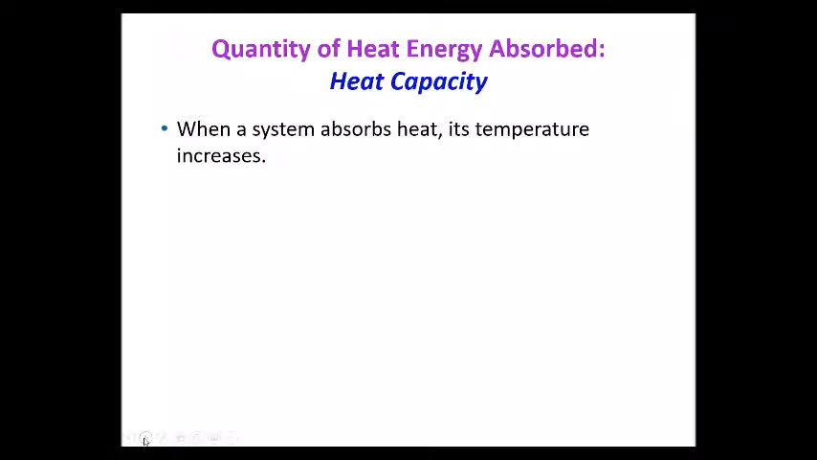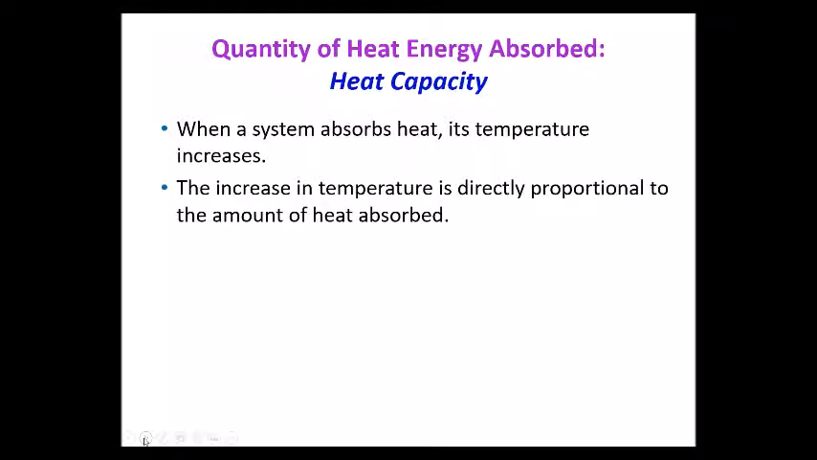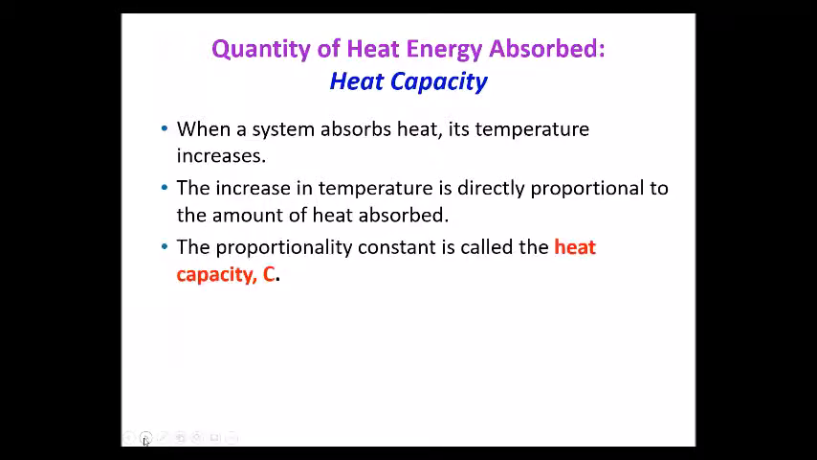So, heat capacity. When a system absorbs heat, its temperature increases. The increase in temperature is directly proportional to the amount of heat absorbed. And this is going to give us the proportionality constant called the heat capacity. It also uses the variable C. The units of heat capacity are either joules per degree Celsius or joules per Kelvin. You could use kilojoules as well, of course, any of the prefixes there.